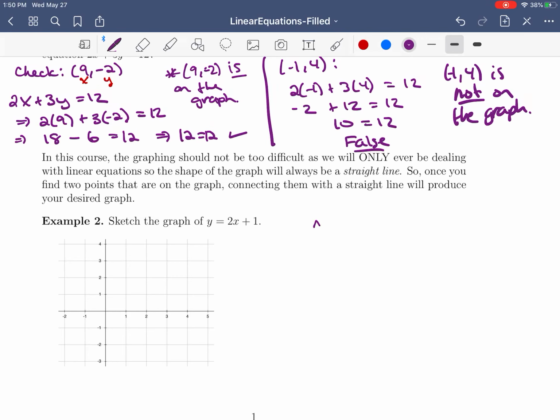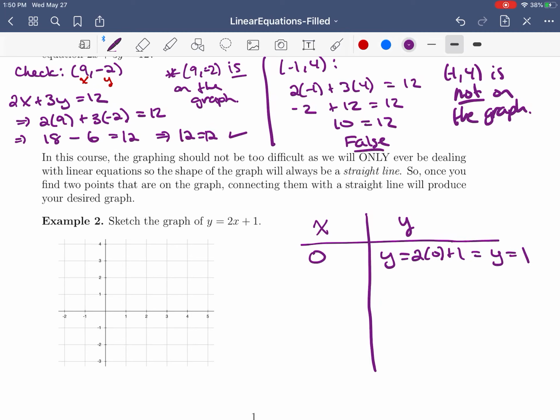That means I'm going to have x values and y values, and it's usually easiest if we pick x values. For instance, let's say I pick x equals 0. This is going to give me y equals 2 times 0 plus 1. So y has to be 1. That gives me a point at (0, 1). I get my first point.